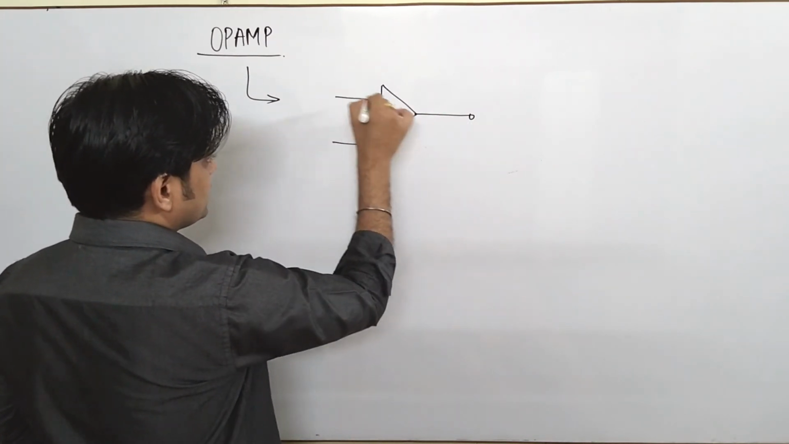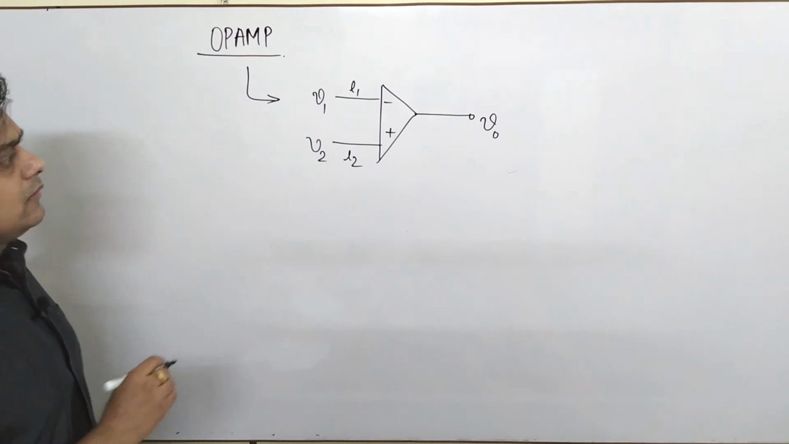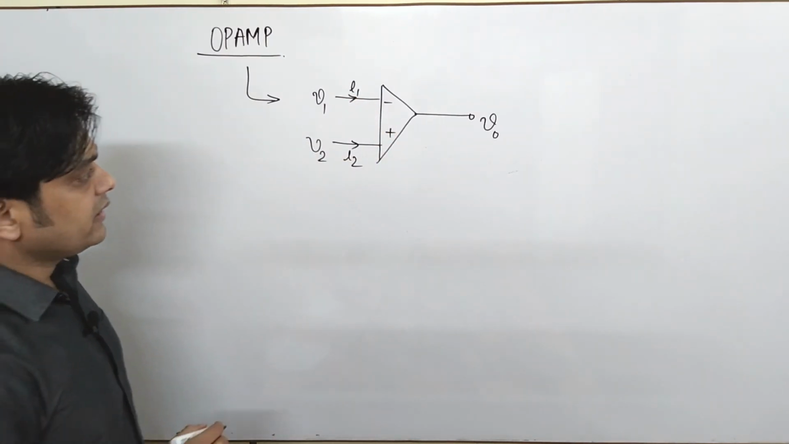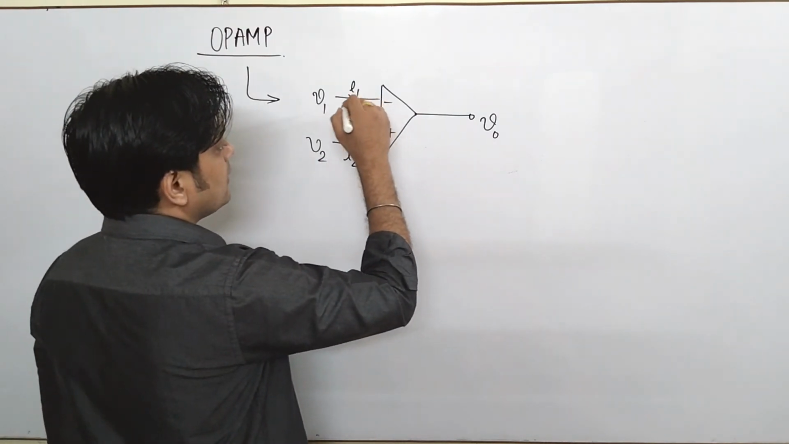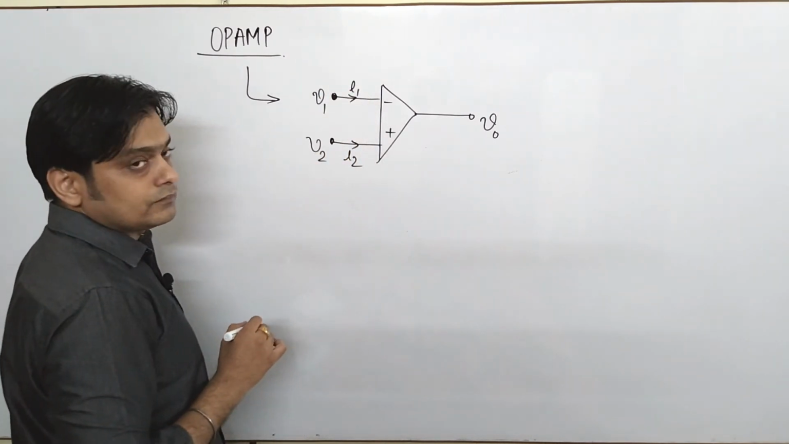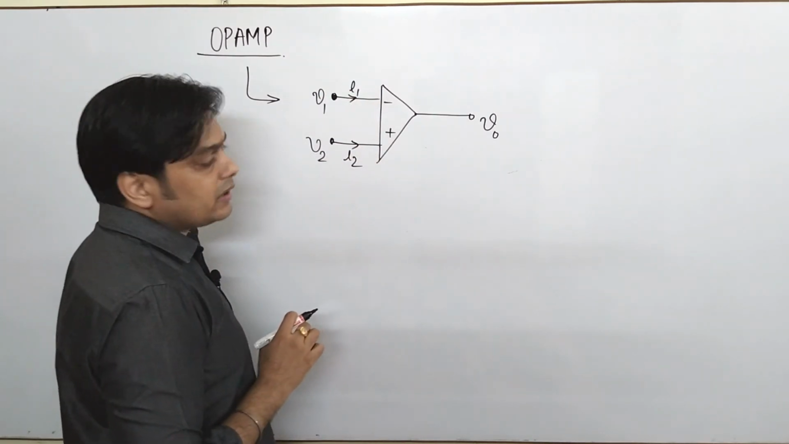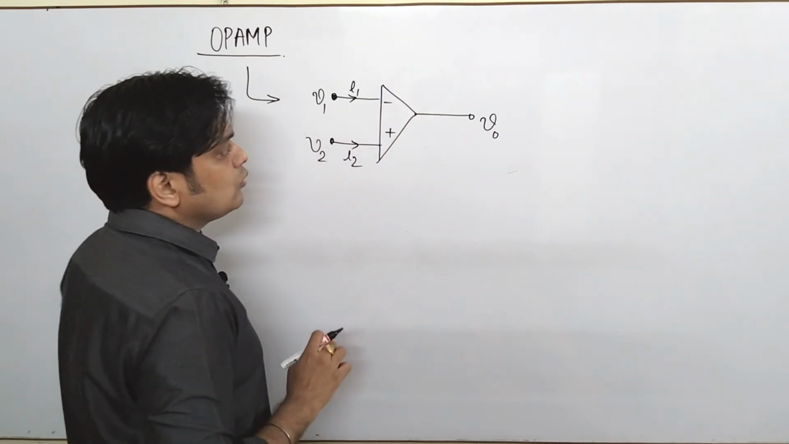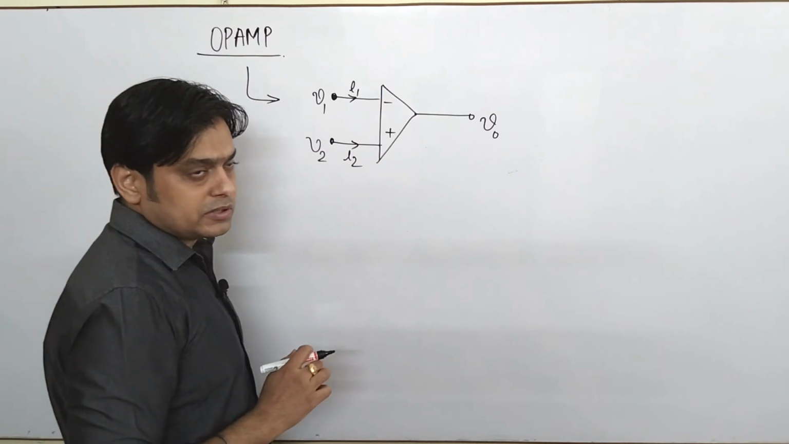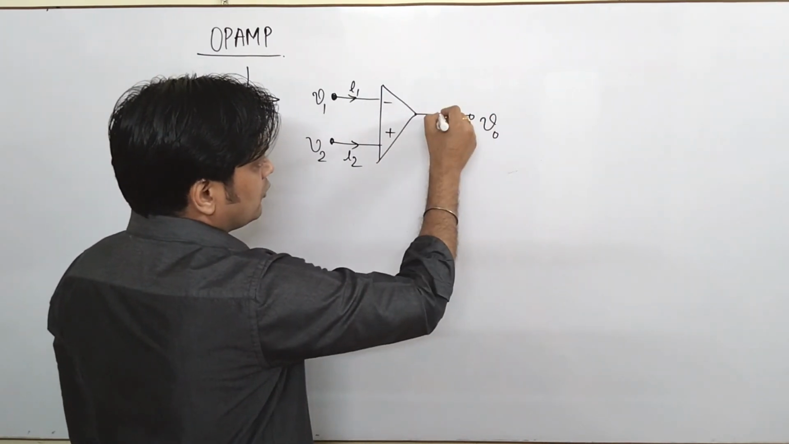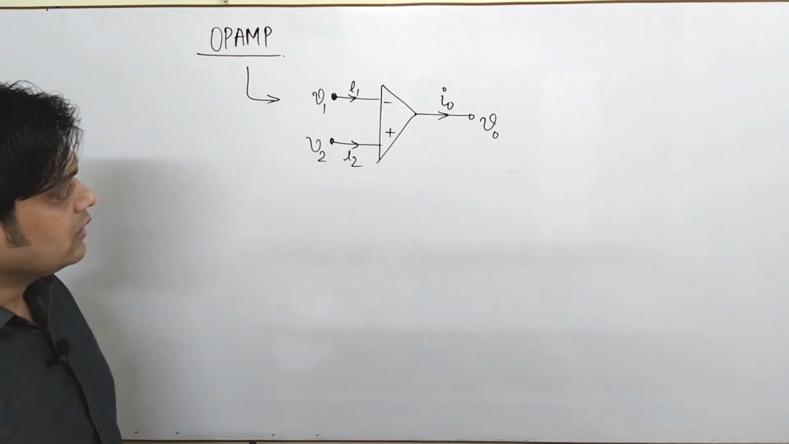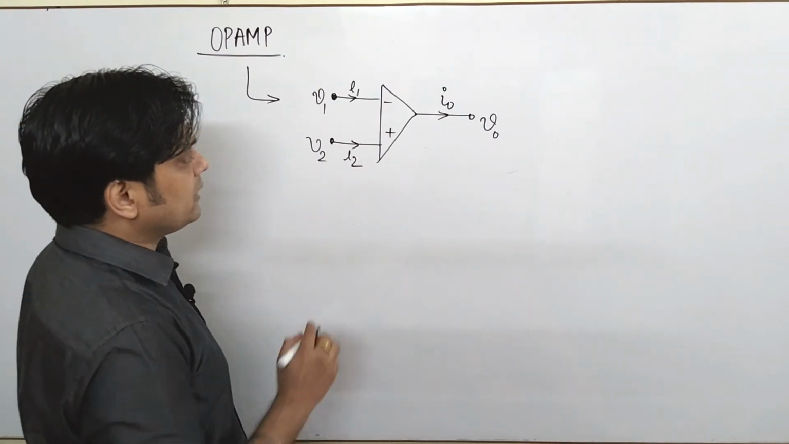OPAMP configuration is in this form. This is a very simple diagram of operational amplifier. Now here you see these are the two voltages V1 and V2, and here are the two currents I1 and I2. Here you will find two terminals, one is negative terminal, another one is positive, and finally you will get an output, say some current is flowing at the output, say I0. Okay, so this is a basic diagram of OPAMP.